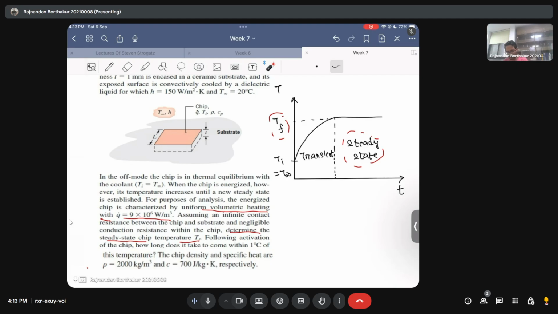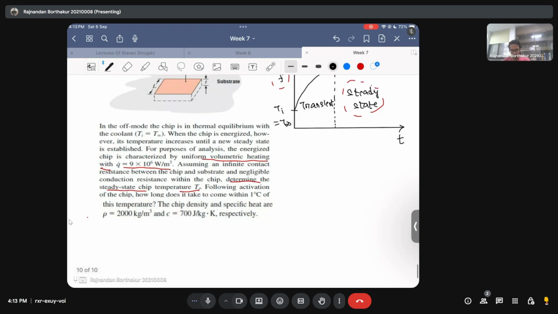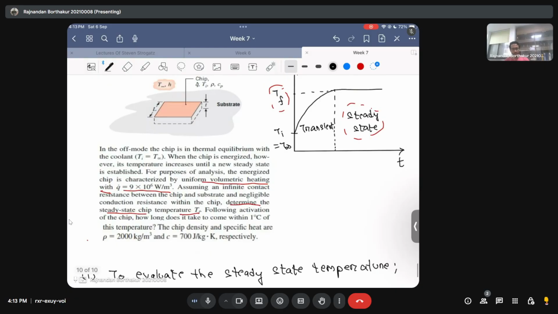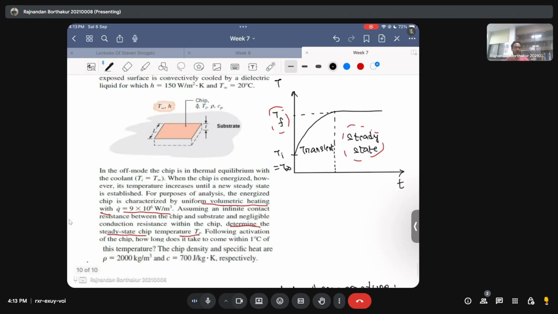So let's first do the analysis for steady state. So first of all, to evaluate the steady state temperature, what happens in steady state? First of all, you need to understand this in order to evaluate the steady state temperature.